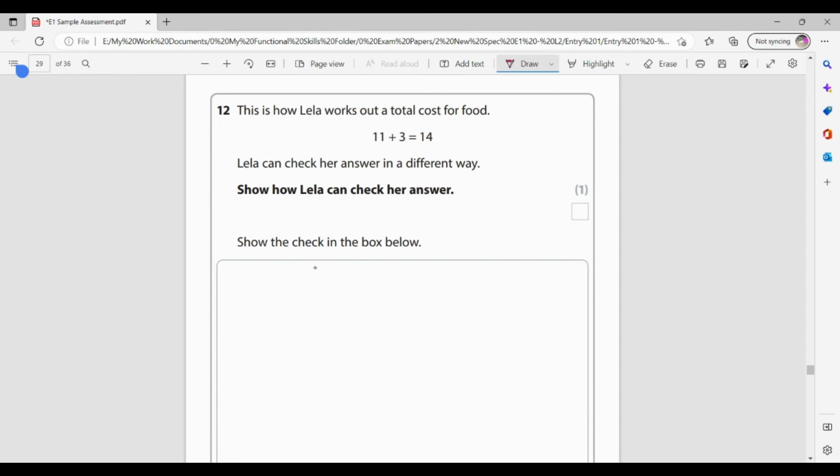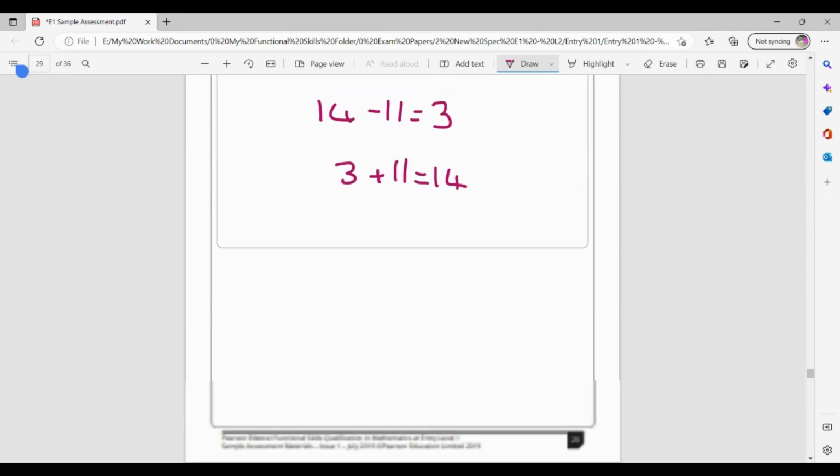So instead of 11 add 3 equals 14, Leela could check it by doing 14 take away 3 would equal 11. You could have also done 14 take away 11 would equal 3. And it also would let you check it by adding it up in a different order. So instead of 11 plus 3 equals 14, I can say 3 plus 11 equals 14. Now I only need one of those to get my mark, but I just wanted to show you that there's 3 different ways of getting the correct answer on this question.